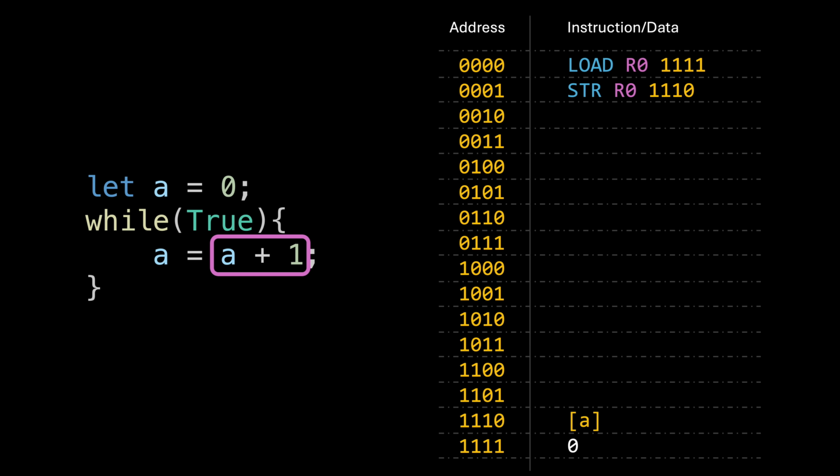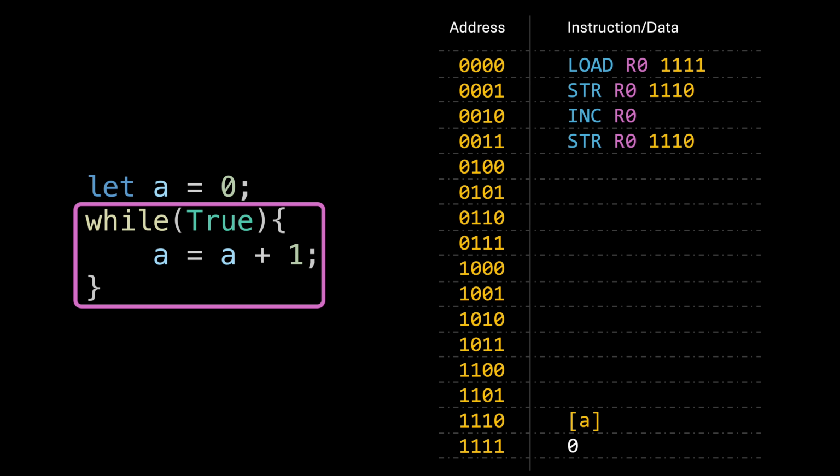Since the most current value of the variable a is already loaded in register 0, we don't have to load it again, so we can immediately use an increment operation to add 1 to its value. But we're not just adding, we're also updating the value of variable a with the result of this addition, so a store instruction must follow. But we need this process to repeat indefinitely. This is where the jump instruction comes into play.